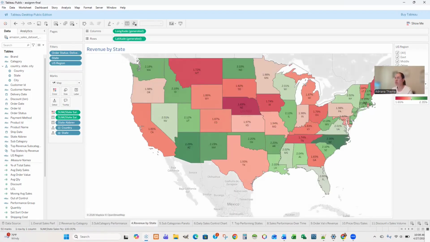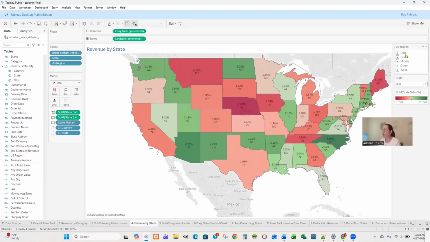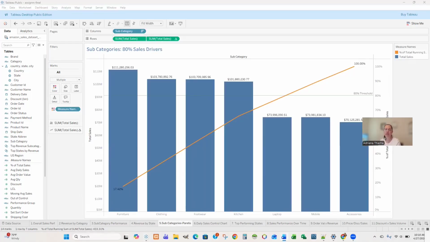Our next question asks about performance by state within the USA. And I created this map chart where we can visualize the percentage of sales within each state. And we can also filter within the USA. We can filter by state, or we can even filter by region and see which regions in the US are performing better than others. So this pareto analysis shows that the revenue in this data set is moderately concentrated among the subset of product categories. So we can see that furniture, clothing, footwear, and kitchen are driving 80% of the sales, while the other 3 categories are not making a huge difference in this case.